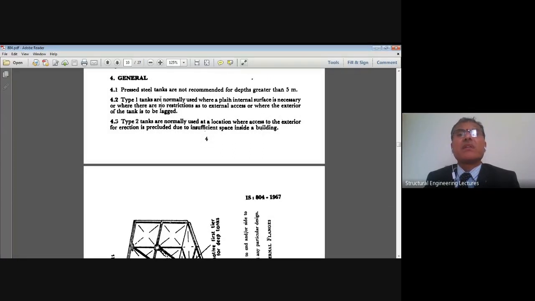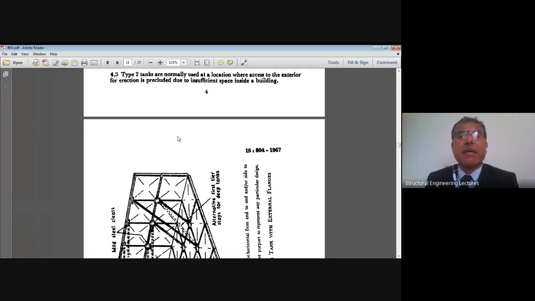Now here code says that the type 1 tanks are normally used where the plain internal surface is necessary, or where there are no restrictions as to external access, or where the exterior of the tank is to be lagged, right? Then only the type 1 pressed steel tanks shall be used. Whereas type 2 steel tanks are normally used at a location where access to the exterior for erection is precluded due to insufficient space inside a building, right?